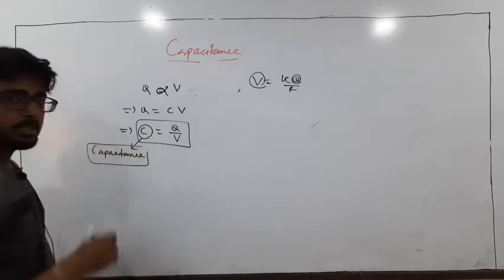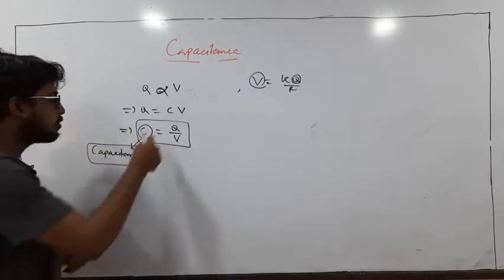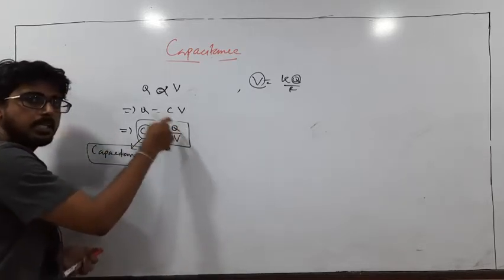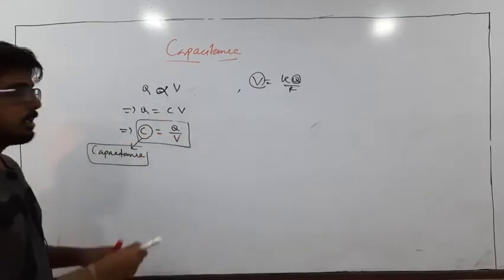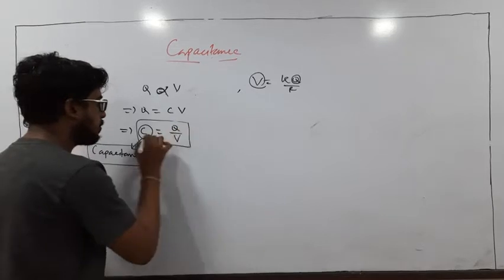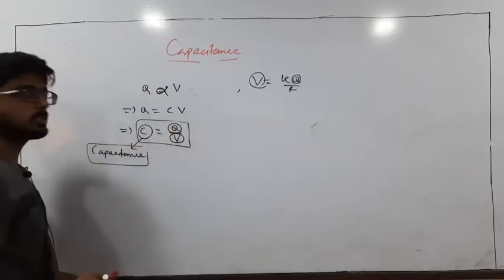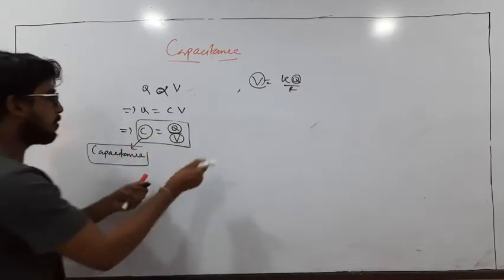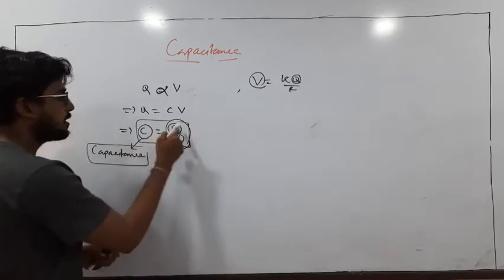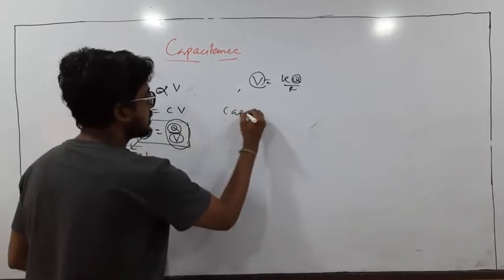Okay. So what is capacitance? Capacitance is equal to the amount of charge required to raise the potential by 1 volt. Clear? If we have to raise the potential by 1 volt, the amount of charge required is known as the capacitance of the conductor. Okay. So C is equal to Q by V, and it is a perfect ratio. C is equal to Q by V. C is a constant.